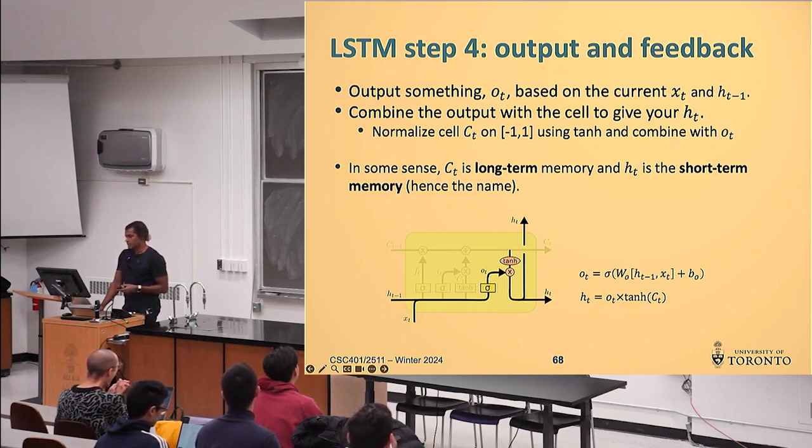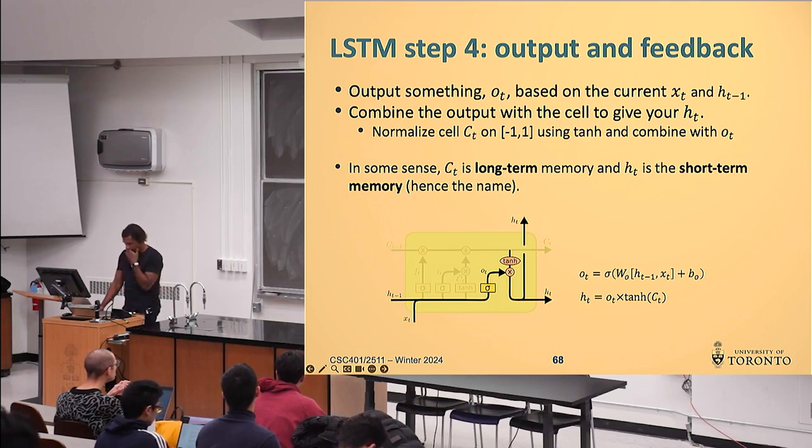If you think about this, you can think of C as the long-term memory and the hidden state at each time step as the short-term memory, and hence the name long short-term memory. Okay, any questions?